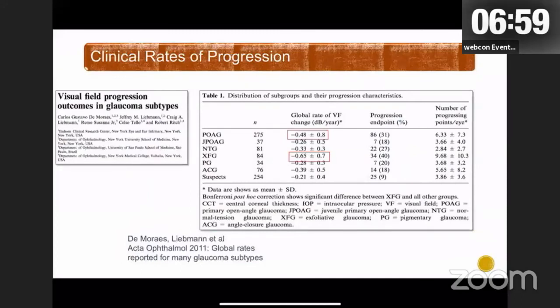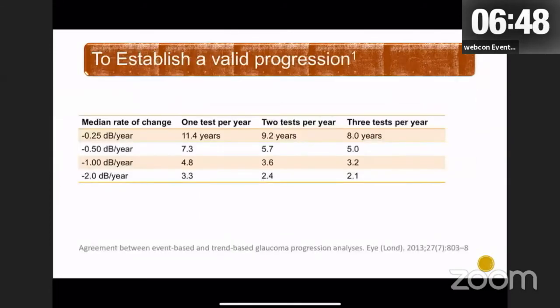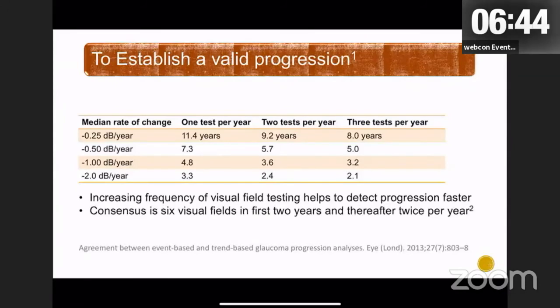Now, clinical rate of progression is important to judge because normally also there is deterioration in the visual fields. So is it really due to glaucoma or is it due to the aging process or some other process? We need to identify this. So to establish a valid progression, we need to have at least 6 visual fields in the first 2 years of life and thereafter twice per year.